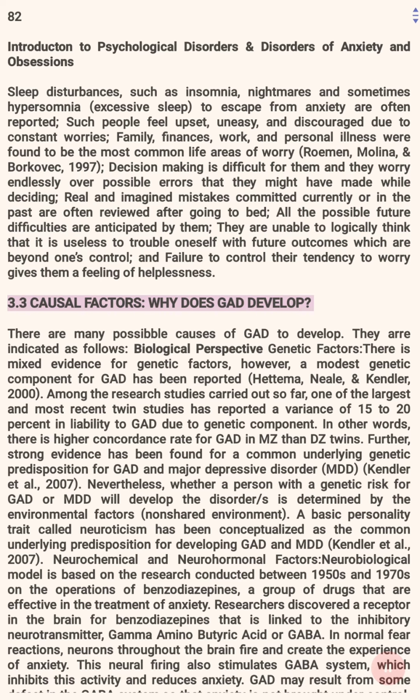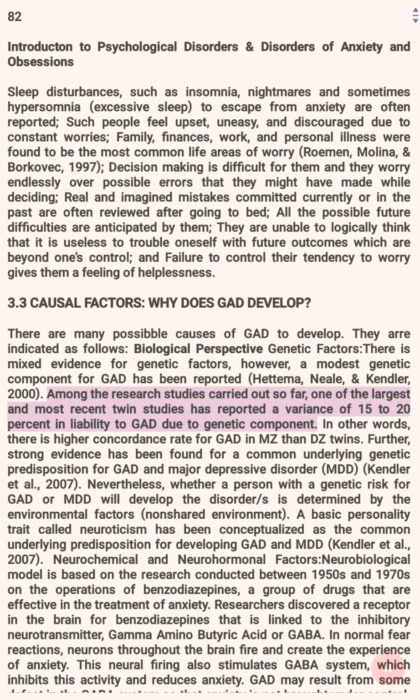3.3 Causal Factors. Why does GAD develop? There are many possible causes for GAD to develop. They are enumerated as follows. Biological perspective. Genetic factors. There is mixed evidence for genetic factors. However, a modest genetic component for GAD has been reported (Hettema, Neale, and Kendler, 2001).